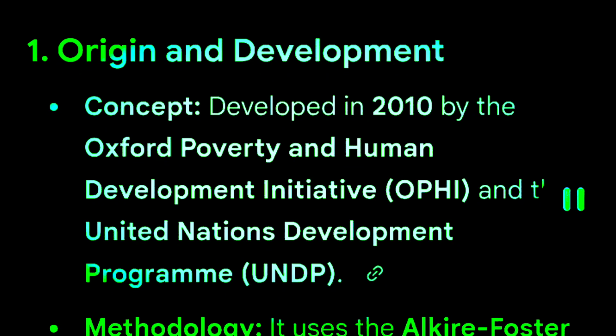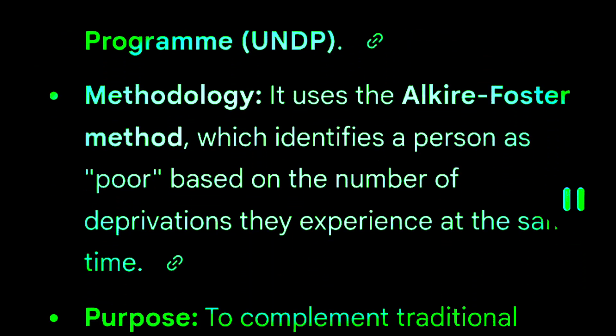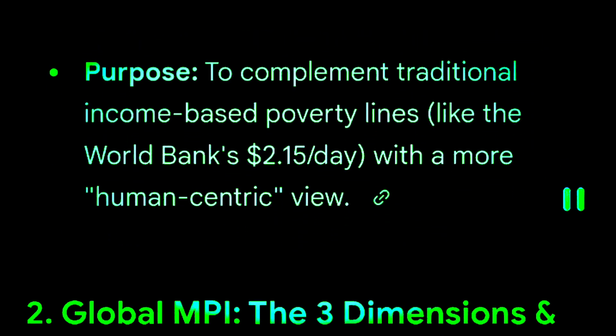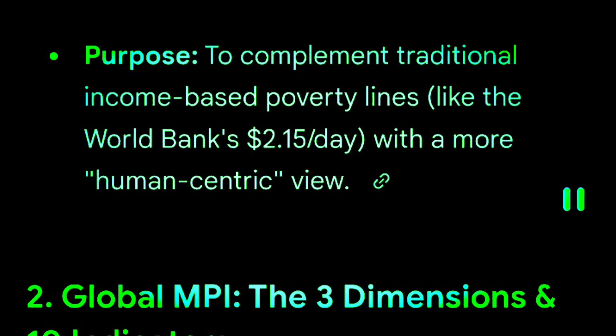1. Origin and development. Concept: Developed in 2010 by the Oxford Poverty and Human Development Initiative, OPHI, and the United Nations Development Programme, UNDP. Methodology: It uses the Alkire-Foster method, which identifies a person as poor based on the number of deprivations they experience at the same time. Purpose: To complement traditional income-based poverty lines, like the World Bank's $2.15 per day, with a more human-centric view.